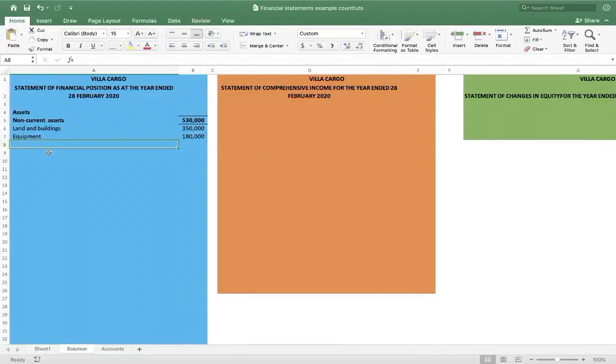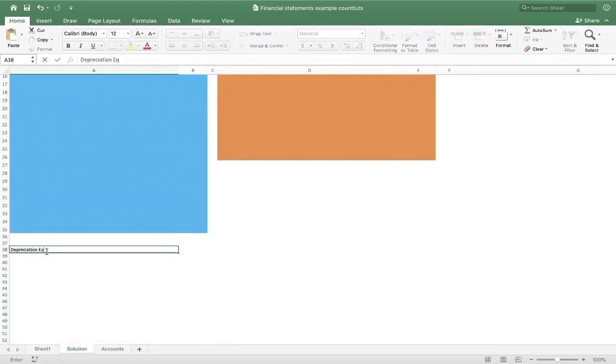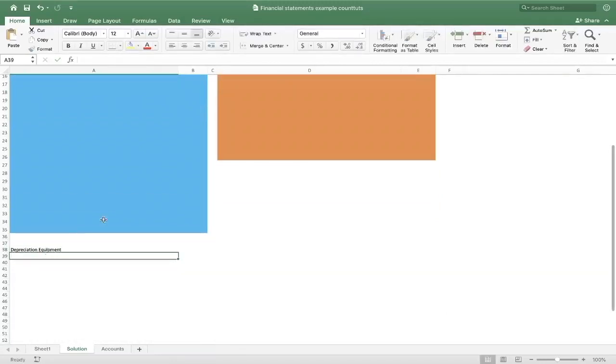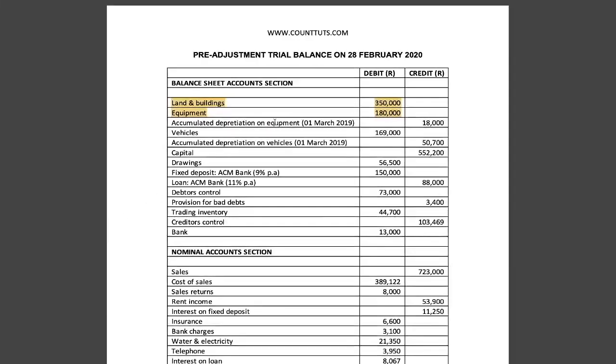And then here I will put accumulated depreciation on equipment, and then that's going to come here. But we know that we have to calculate the one for this year, so it's going to be the 18,000 that we are given in the pre-adjustment trial balance plus the one for this period. So we need to calculate that. So I'm just going to do my calculations down here. So I hope you'll follow along well. Okay, so let me do this. So I'm going to say depreciation for the period for equipment. Okay, and then once I've written that down, I can go and calculate the depreciation for equipment for this specific period.